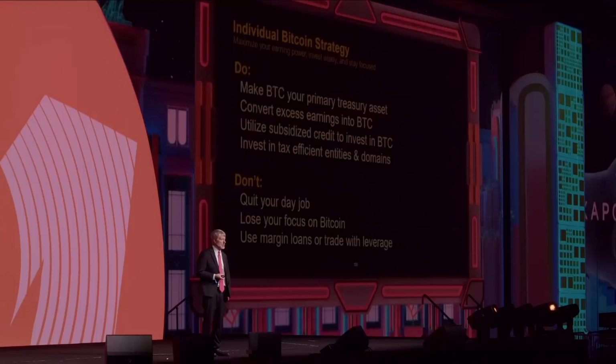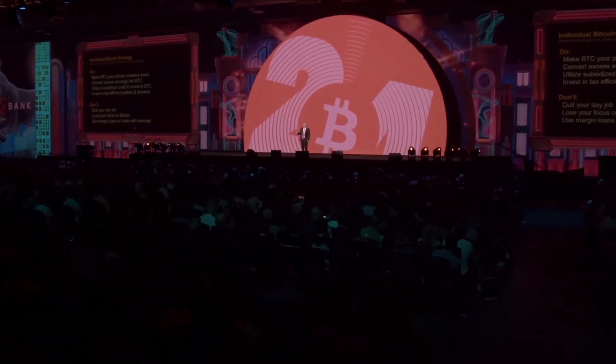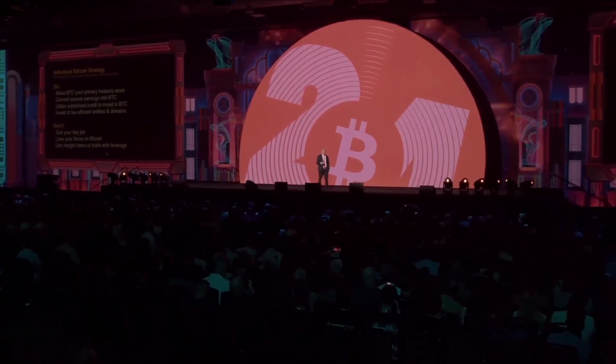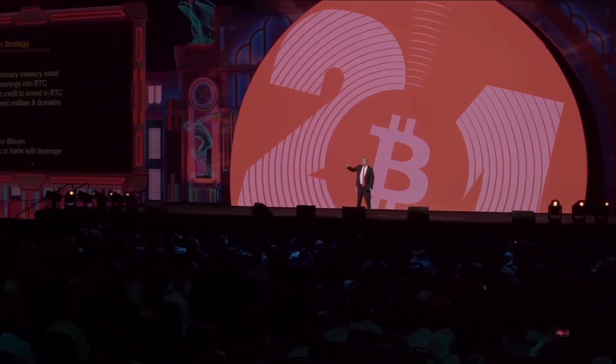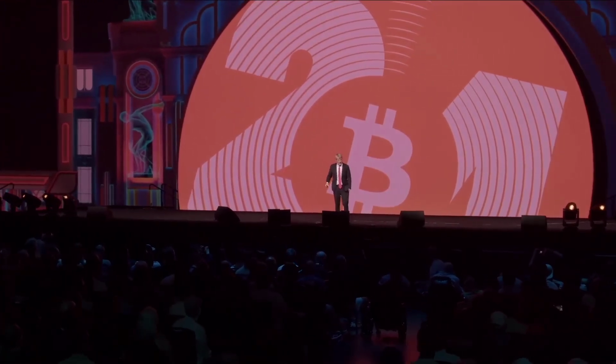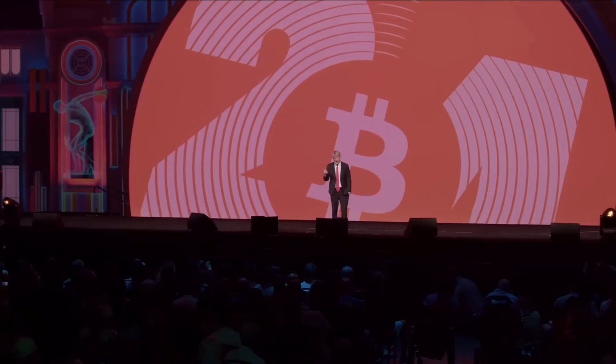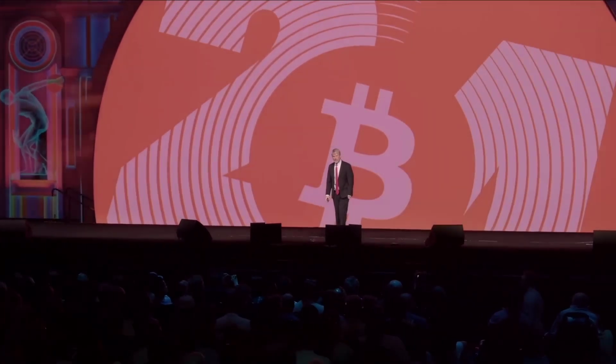Well, let's talk about individual Bitcoin strategy. What should you do? Make Bitcoin your primary treasury asset. Convert your excess earnings to Bitcoin, utilize subsidized credit. If the government will loan you money, borrow the money at cheap rates and buy Bitcoin, and find a tax-efficient way to invest the Bitcoin. What shouldn't you do? Don't quit your day job. Don't lose your focus on Bitcoin. Don't use margin loans and trade with leverage. You get wiped out while you're asleep on a Saturday night. That's not good. Good? 30-year loan for 3% backed by the government on your land. Bad? Overnight 10x leverage.